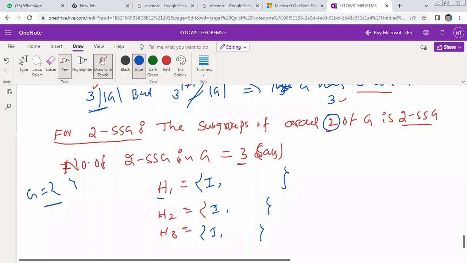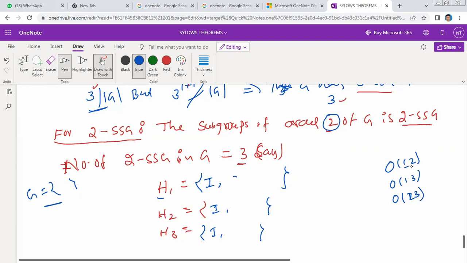What is the order of (1 2)? Order of (1 2), order of (1 3), order of (2 3).